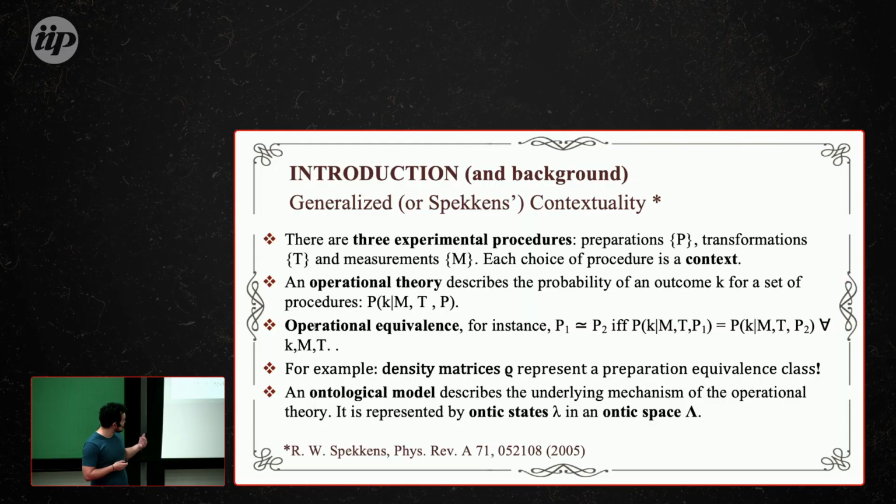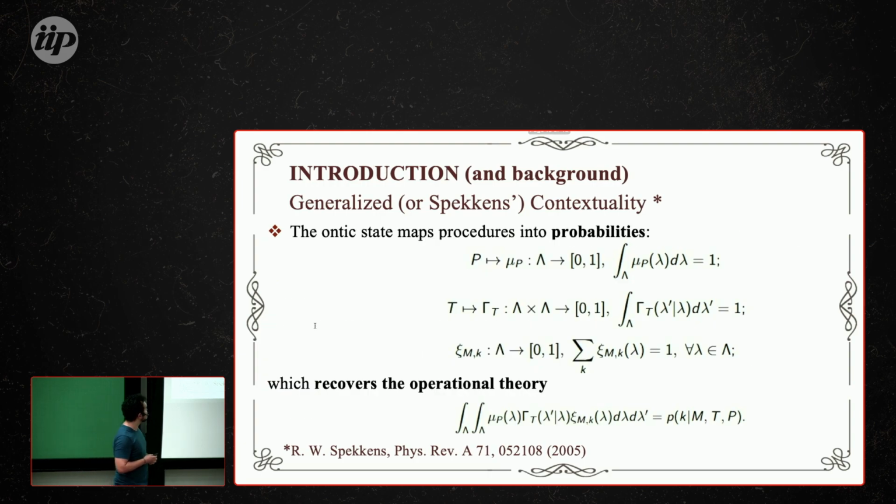Yeah, so the ontological model, for me at least, is a fancy name for hidden variables or latent variables. And we associate to each of the procedures a probability distribution that describes how the ontological model works with each procedure. So we have a preparation probability distribution for each preparation we choose. That is this mu here. We have the transformation, that is a stochastic matrix, and the probability distribution for the measurement outcomes. And if you integrate it all out, we will arrive at the final theory that is the operational theory.